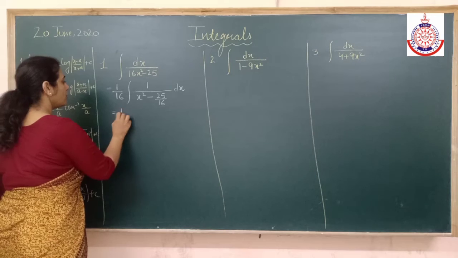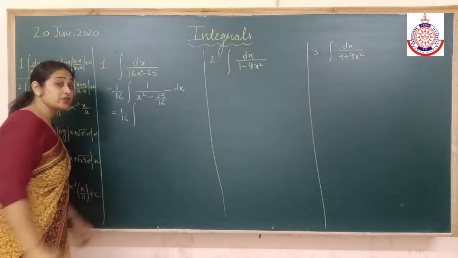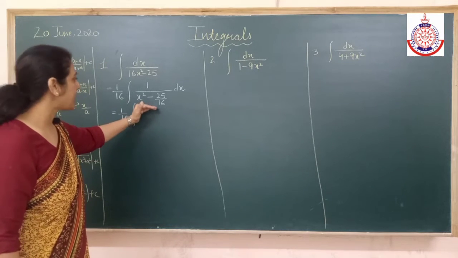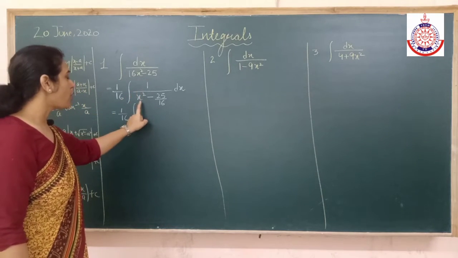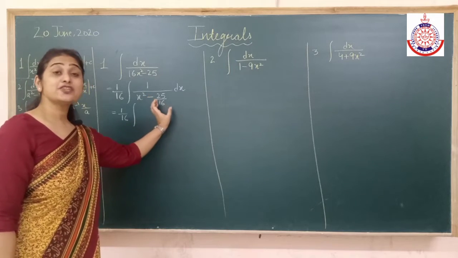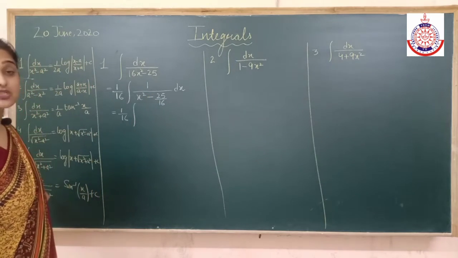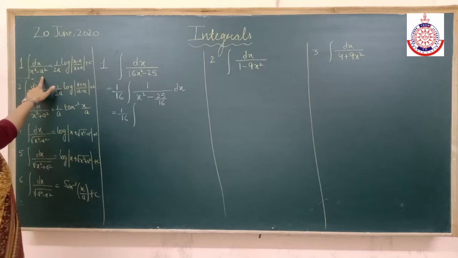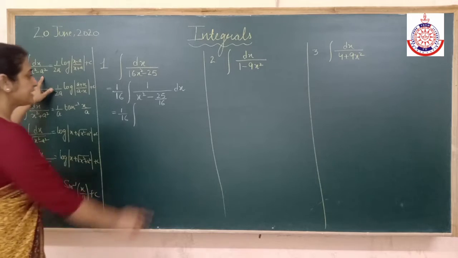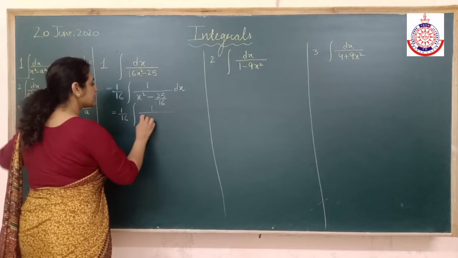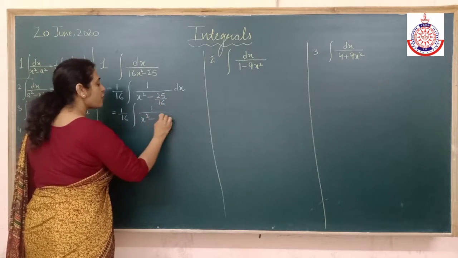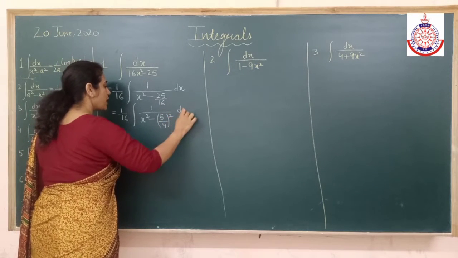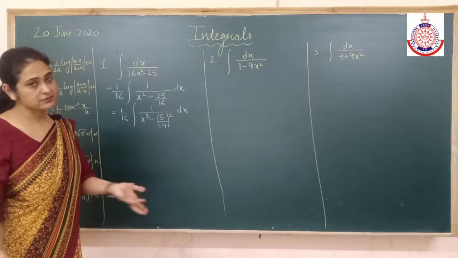Now I have to see with which formula I should relate it. This is 1 upon x square minus, it should be a square. All the formulas have a square, a square, a square. So 1 upon x square minus a square is the first formula written, and it should be in the form of a square, so I can write this as 5 by 4 whole square.